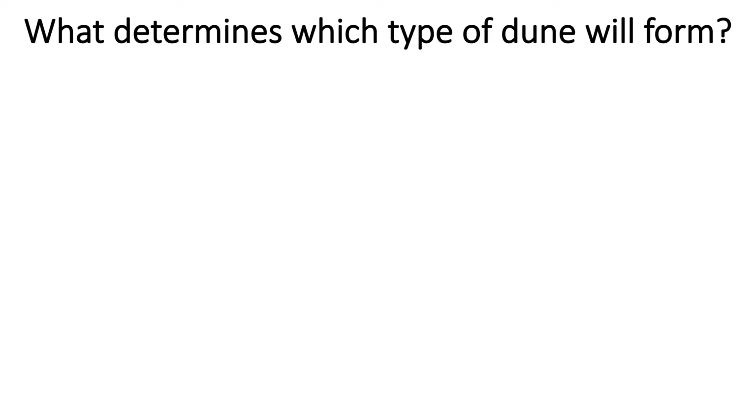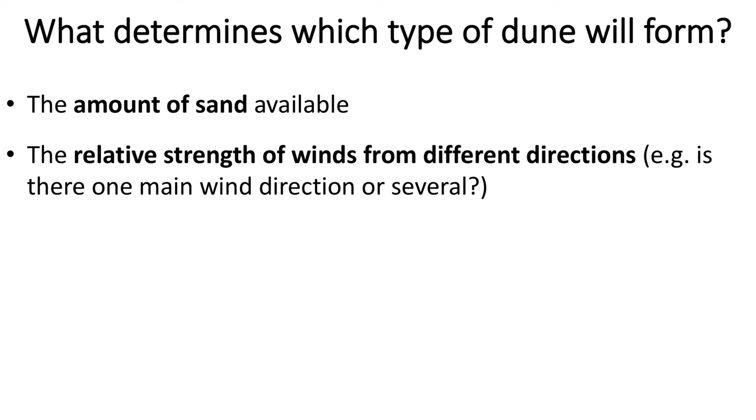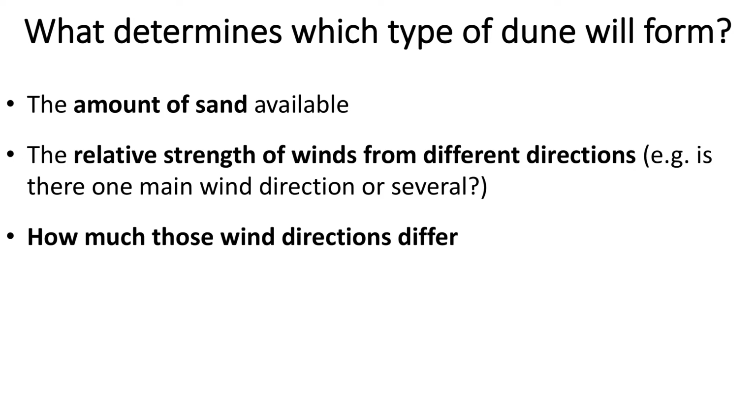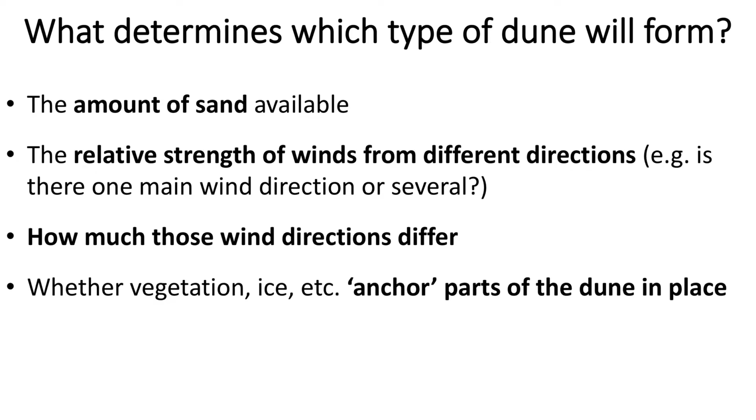So what determines which type of dune will form? Also, the relative strength of winds from different directions. For example, is there one main wind direction or are there several? And finally, how much do those wind directions differ from each other? And whether vegetation, ice, and so on anchor parts of the dune in place, as in the parabolic dunes. And there's more that we haven't even talked about, like the size of the sand grains, for example.